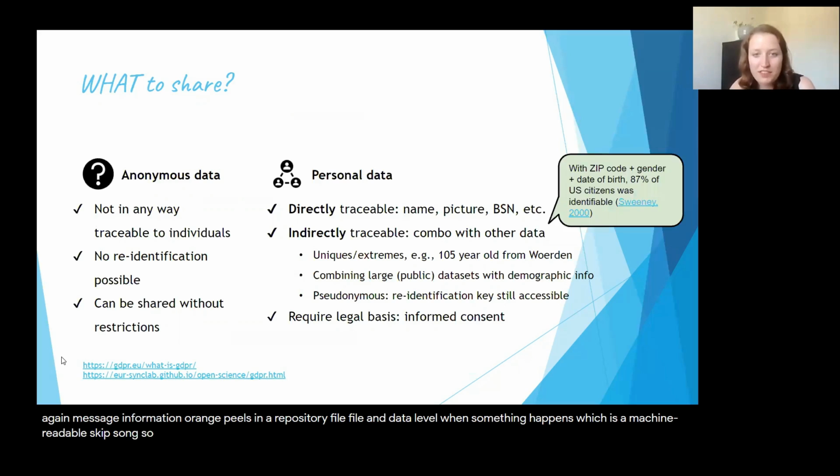So, for example, with the zip code, gender and the date of birth, already 87% of US citizens are identifiable. So it's often very easy to identify people with a small combination of demographic variables. So we really want to anonymize the data as much as possible.